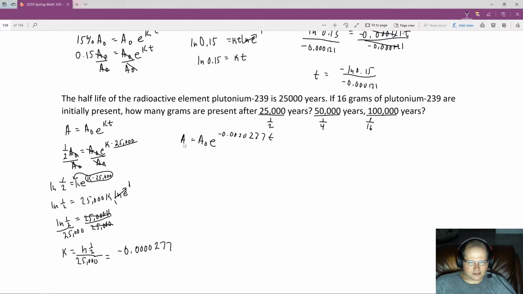So after 50,000 years, we already know it's going to give you 1/4 of whatever the original was anyways, but this is just going to verify that. You could just simply plug in the 25,000 in there, the 50,000, or even the 100,000 in there, and it would just verify the amount that you're going to get.